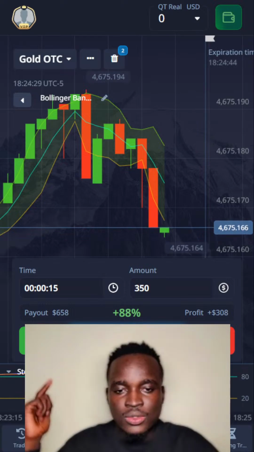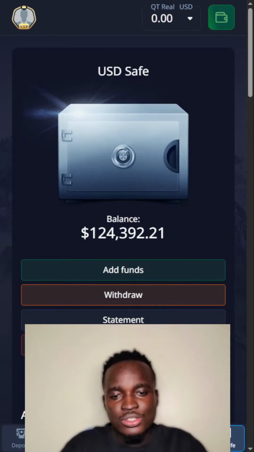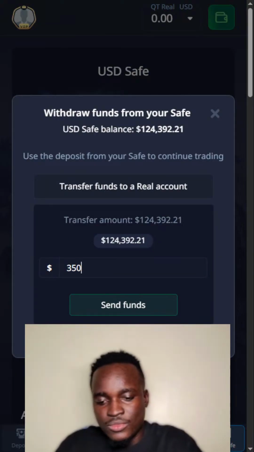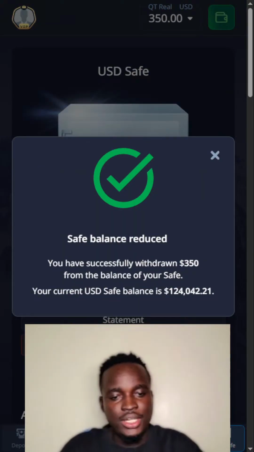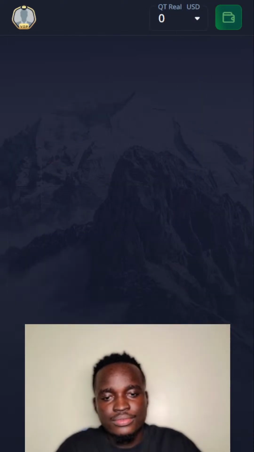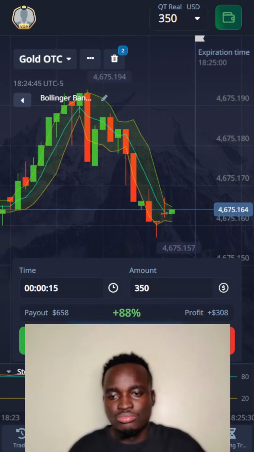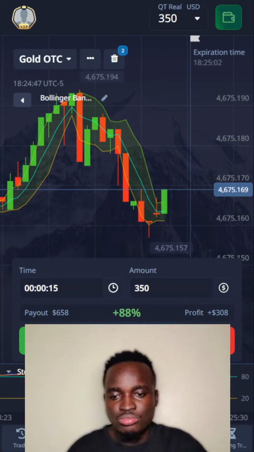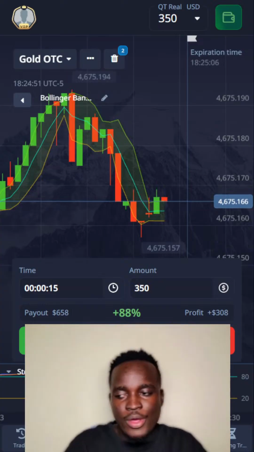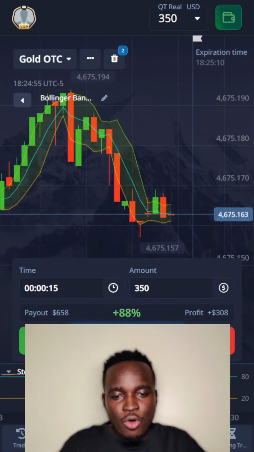First loss. We go again. That's our first loss. Let's try again. 350 cash out, that's our first loss. Let's go again. No going home, guys. Let's go again. 100% full risk. Full mode, full risk, full margin.